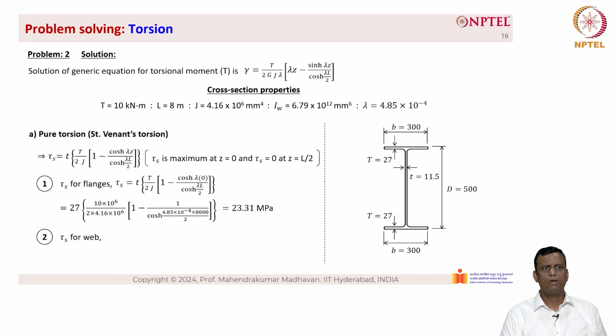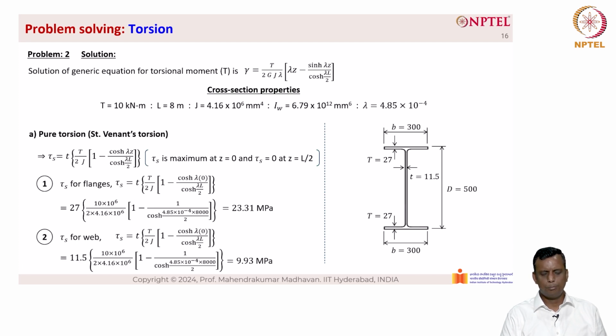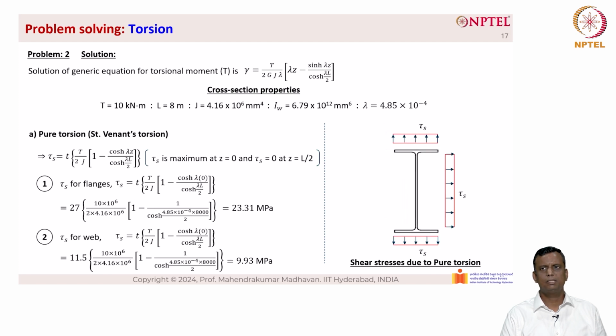Now let's do it for the web. The value of t for the web is 11.5. The same equation, we substitute the value of 11.5 and do the same routine. We get a value of 9.93 MPa. Now this can be represented graphically, as you can see on the right hand side, which is the shear stresses due to pure torsion or uniform torsion or Saint-Venant's torsion.